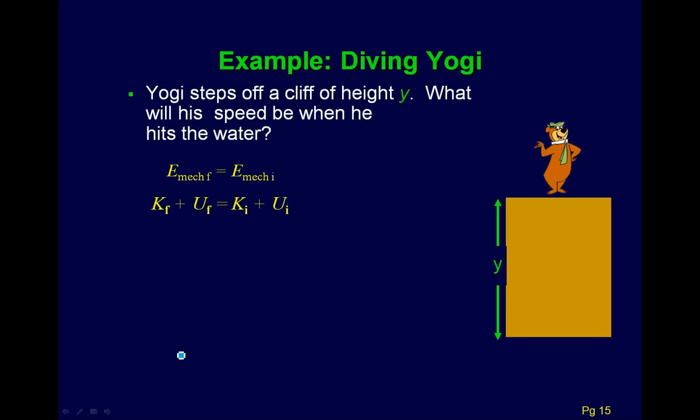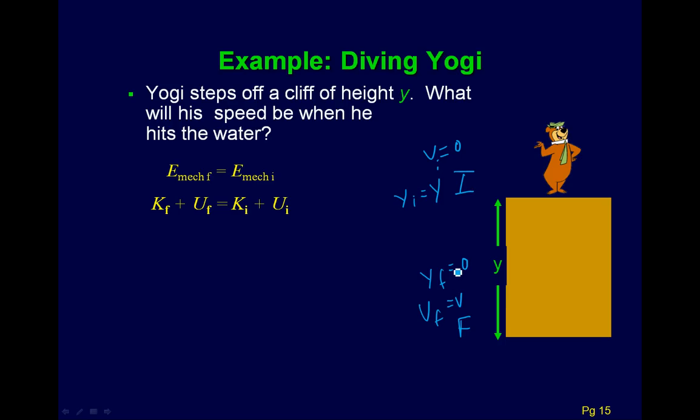And so the final equals the initial. And so the sum of the kinetic plus the potential final equals the sum of the kinetic plus the potential initial. And so here I'll call the initial case when he just steps off, and the final case to be down there when he hits the water. And so we'll call his initial velocity 0. His final velocity I'll just call v, just because we're going to solve for that. And then his initial position will be y, and his final position will be 0.